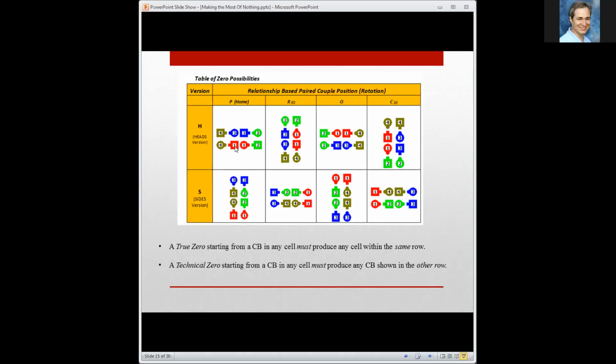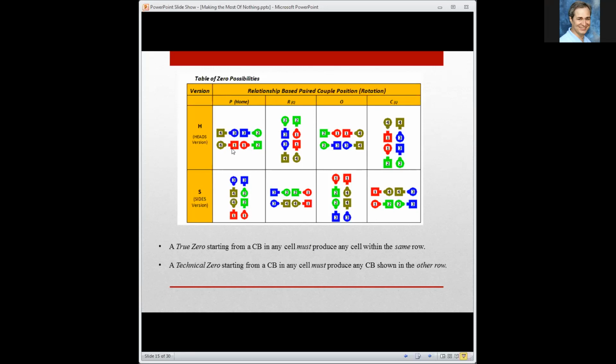Okay, so it's just the difference between whether heads did the square through to set up your corner box or the sides. That's the only real difference that we're talking about here. And what we're talking about is creating a module that does this for you. That's the technical zero. The true zero reconstitutes the same membership of people.